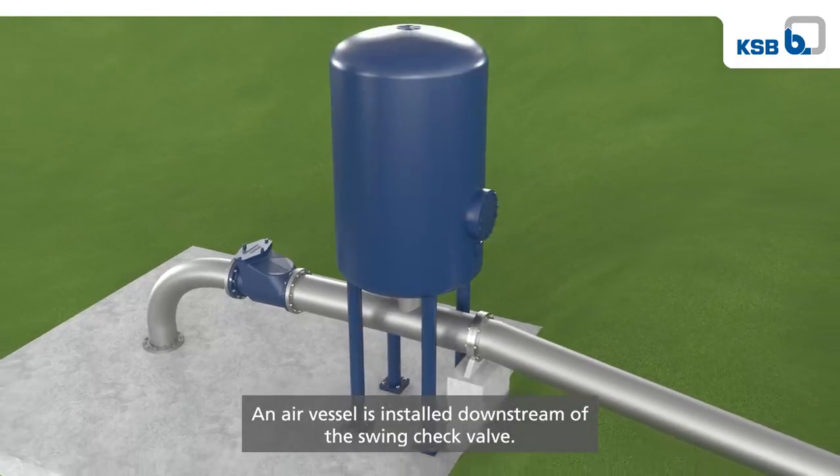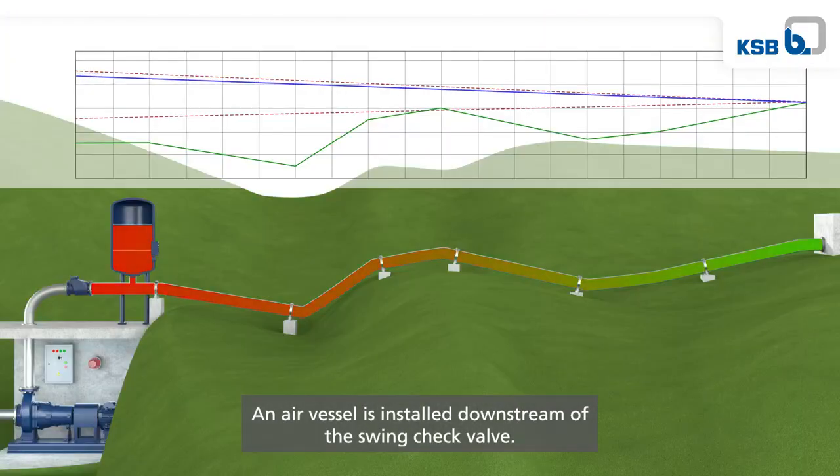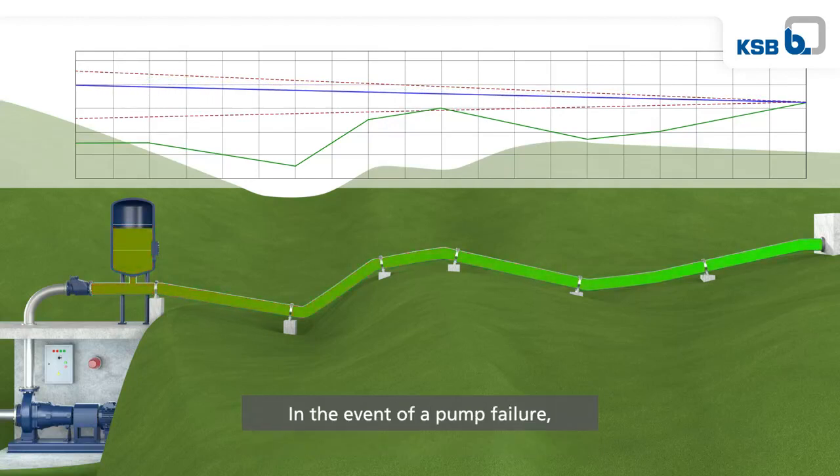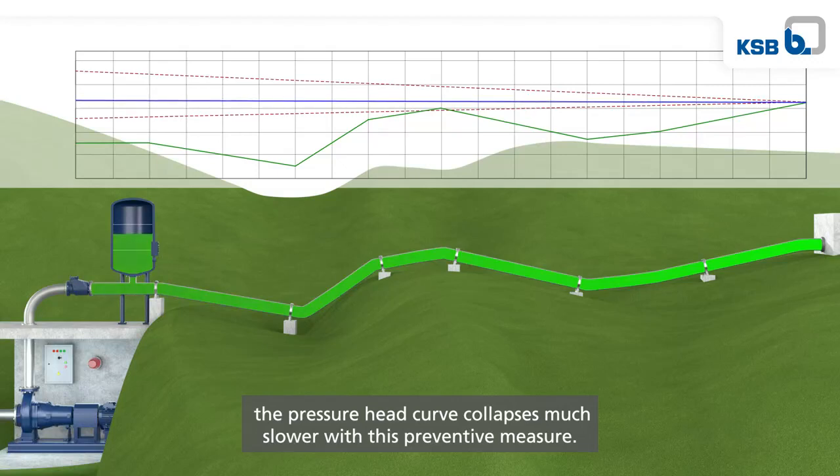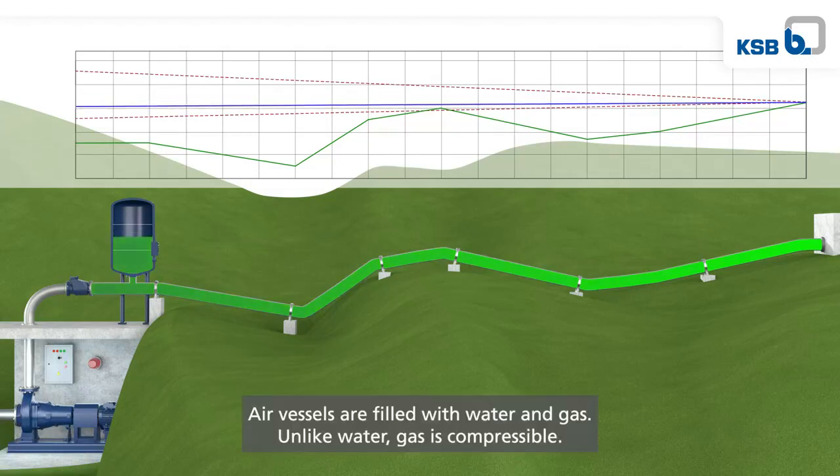An air vessel is installed downstream of the swing check valve. In the event of a pump failure, the pressure head curve collapses much slower with this preventive measure. Air vessels are filled with water and gas. Unlike water, gas is compressible.